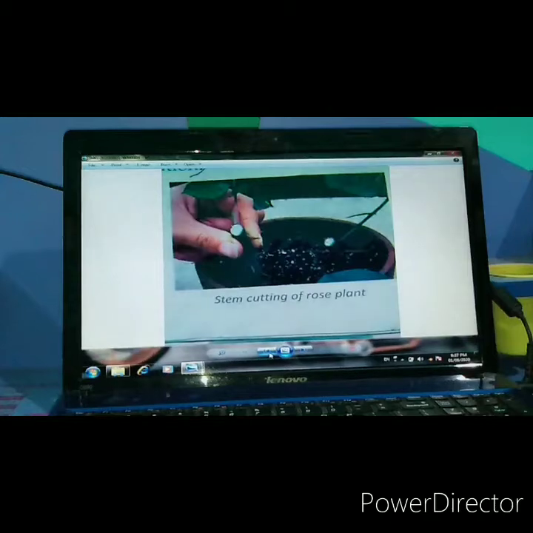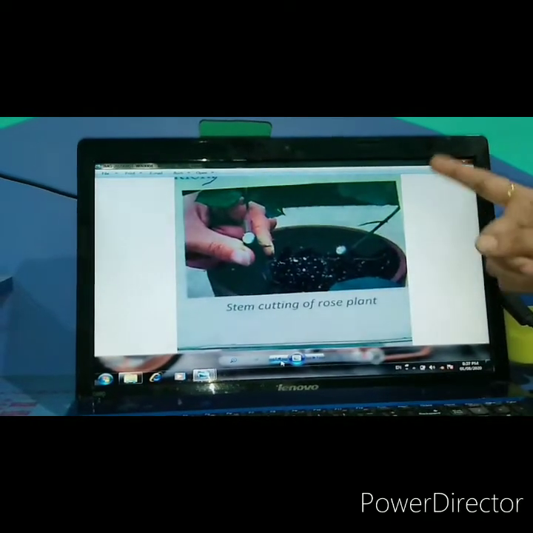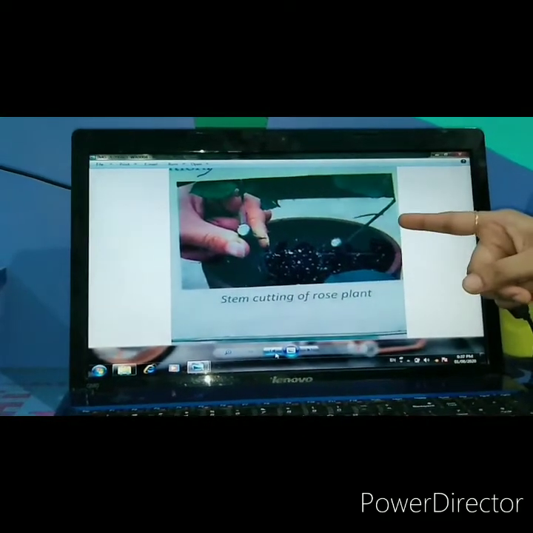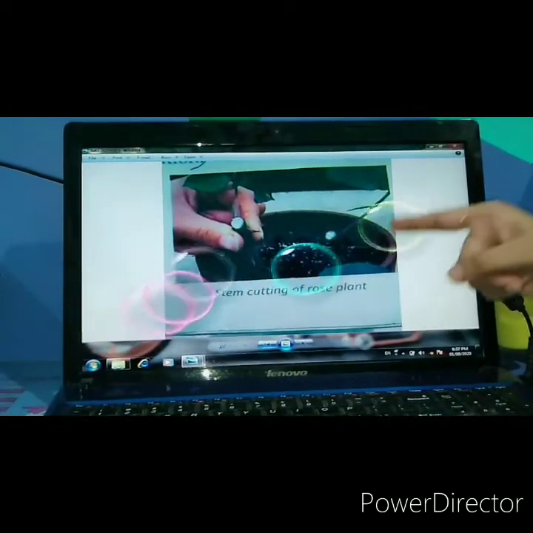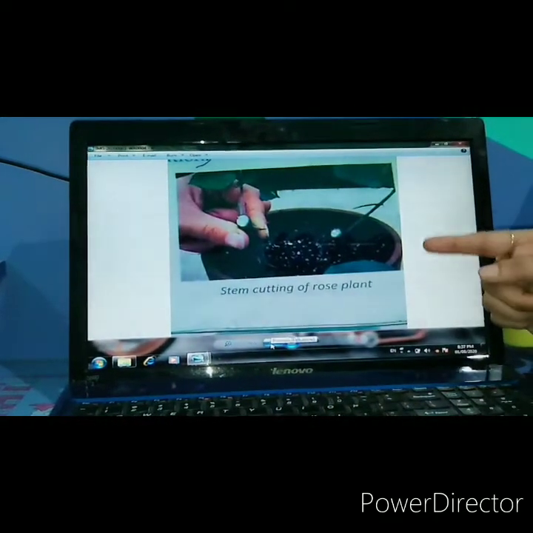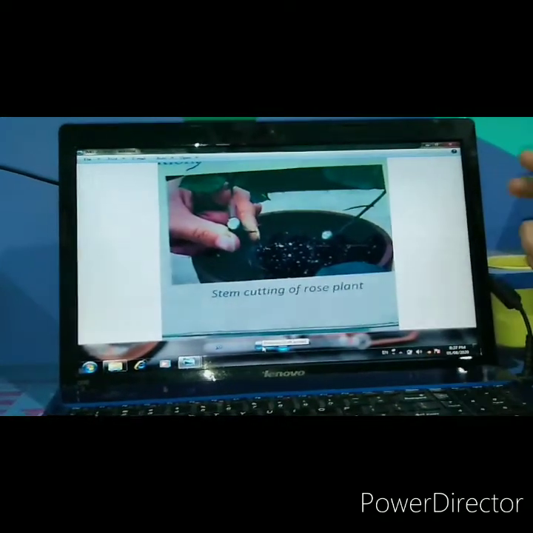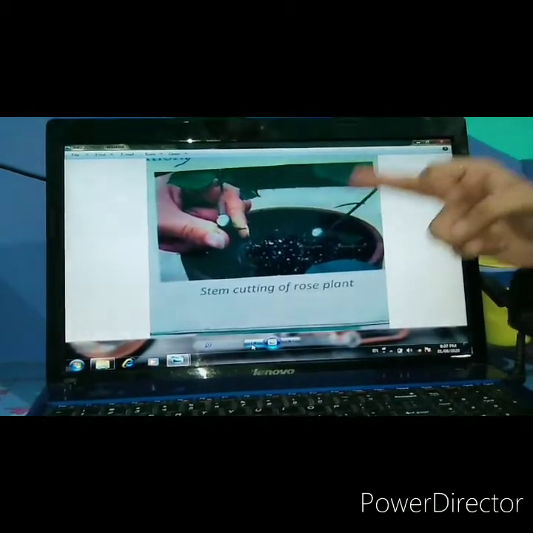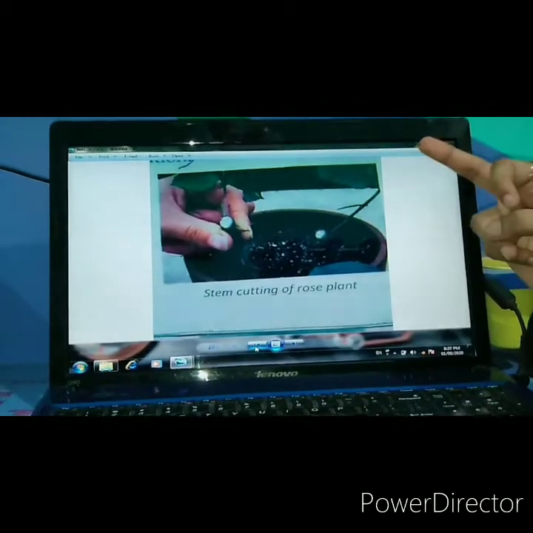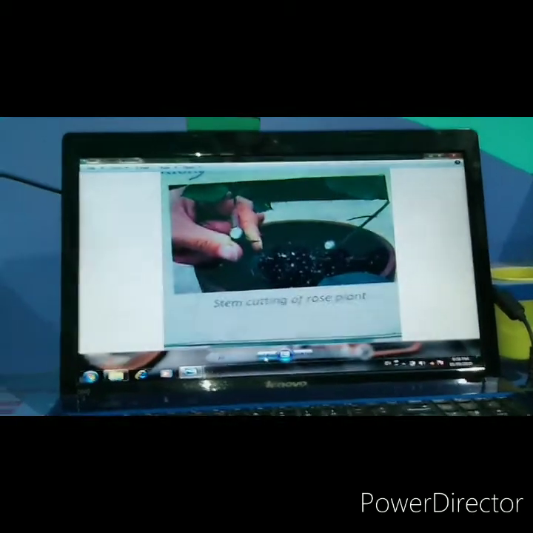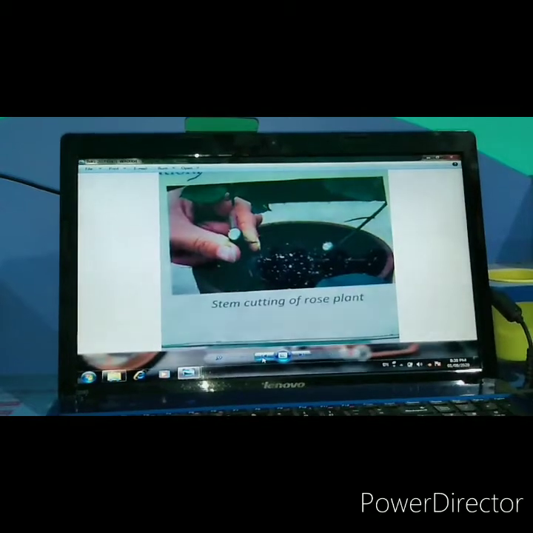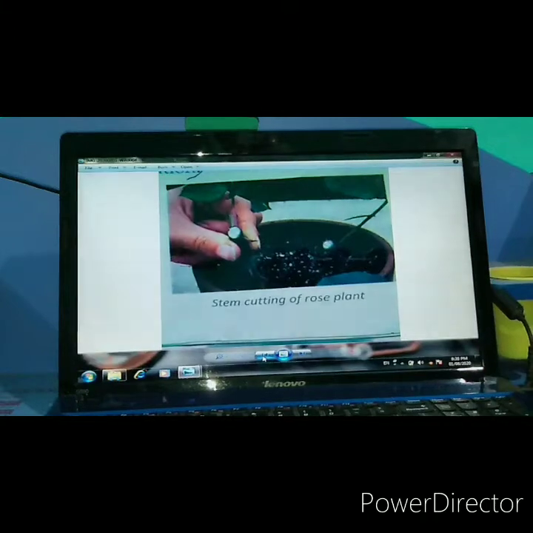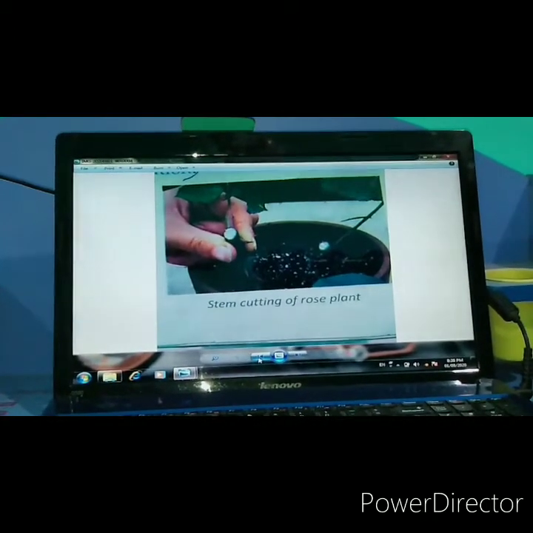Now even rose plants can also be grown from stem. You can take one small section of stem, and if you put it in the soil, after some days you will observe that a few shoots are coming from the stem. And another example, ginger. Yes, you can also take a ginger with an eye and plant it in the soil, and that will give rise to a new plant.